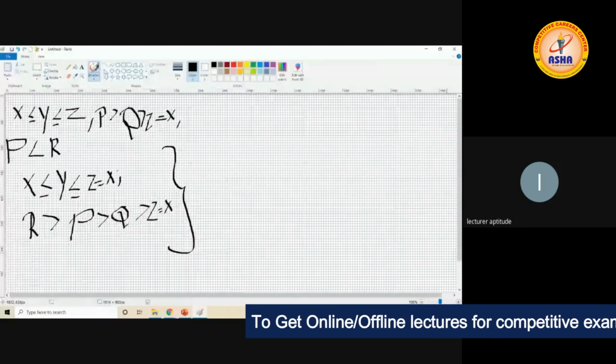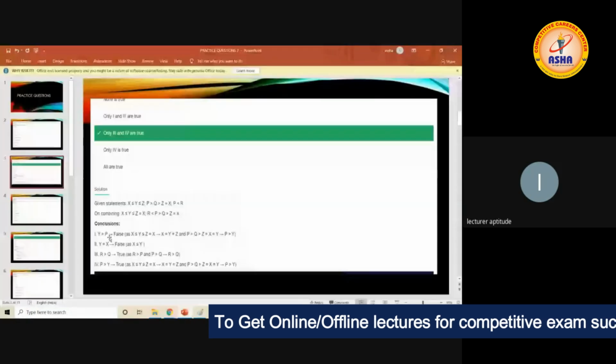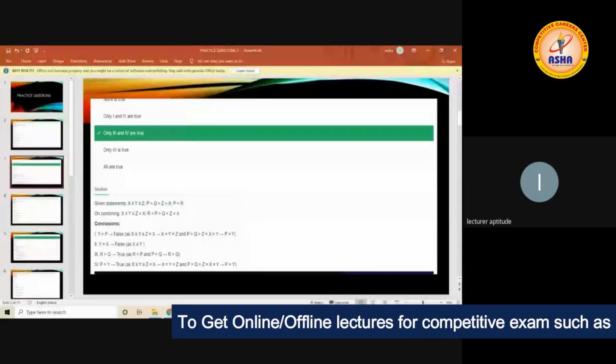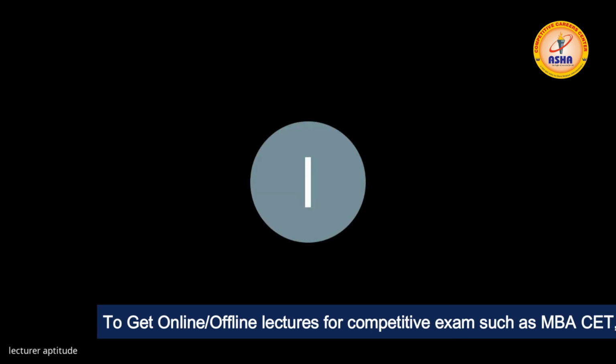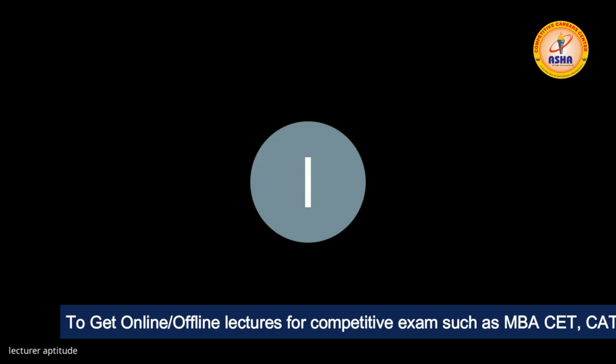So what is the conclusion given? Y is greater than P. So what is Y is greater than P? Please look into this part. Say, what is Y is greater than P? Is it right or wrong? Sorry, Y is greater than P.